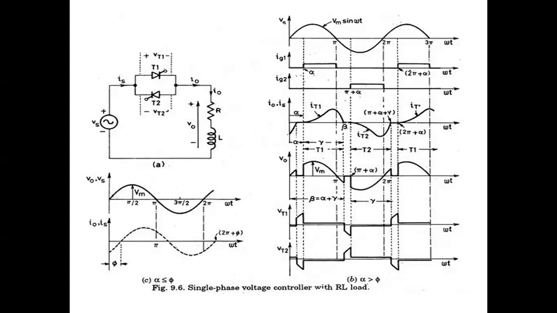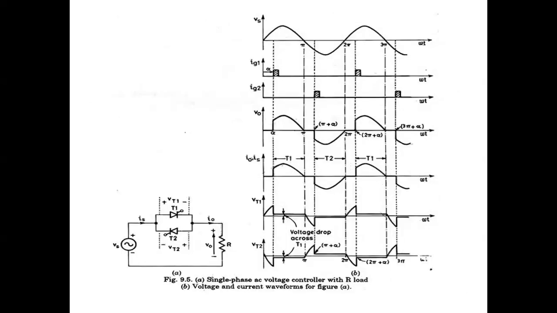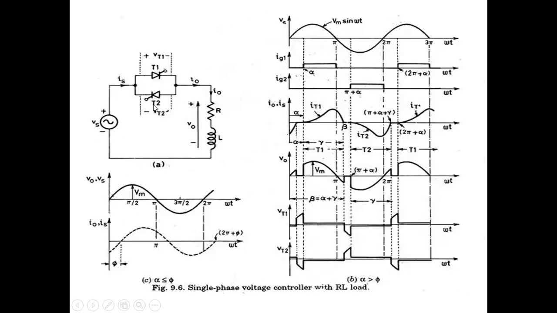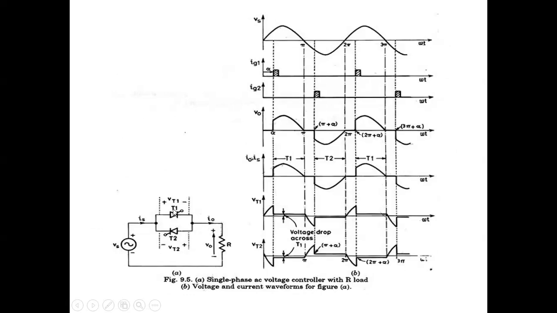So this is about the AC voltage controller for resistive load and RL load. So you write this as the assignment in your notes. For R load, this slide, and RL load. Only for the full wave AC voltage controller.